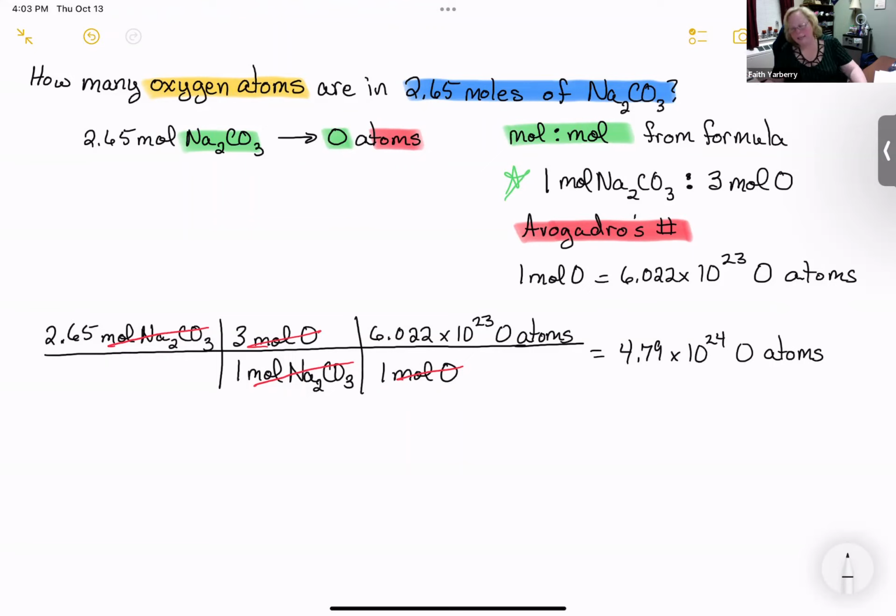Questions about that example? I will be doing a couple more, and I'll be using the same process. Identify what I'm starting with, identify what I want to solve for, and then I'm going to be tearing apart those pieces of information to identify my conversion factors.